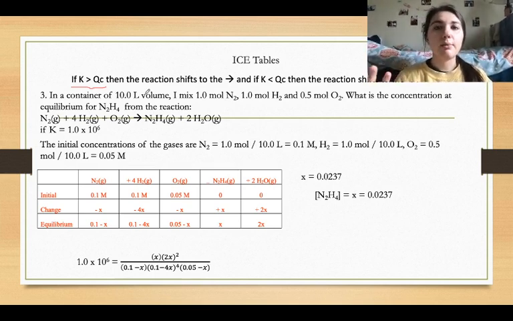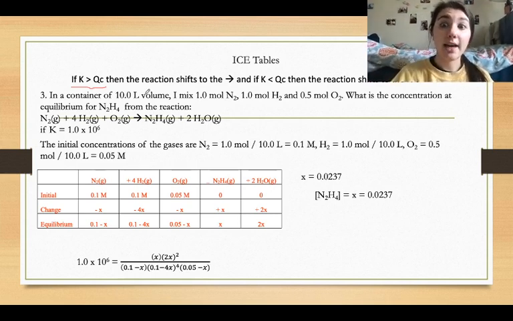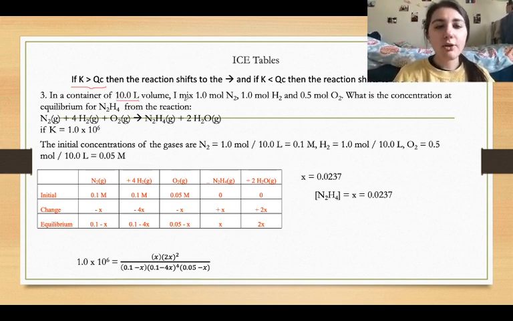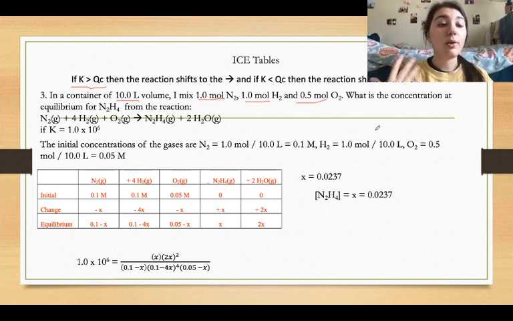And if the equilibrium constant is less than the reaction quotient, then it's going to shift towards the reactants. So make sure to keep those things in your mind as you're going. All right, I see that I have a 10-liter volume. I know that I'm mixing 1 mole of nitrogen, 1 mole of hydrogen, and 0.5 moles of oxygen. And I want to know what the concentration at equilibrium is for the nitrogen hydrogen from the reaction.